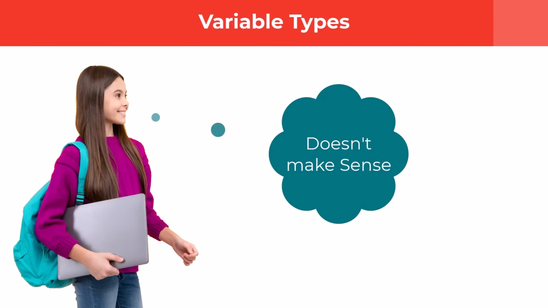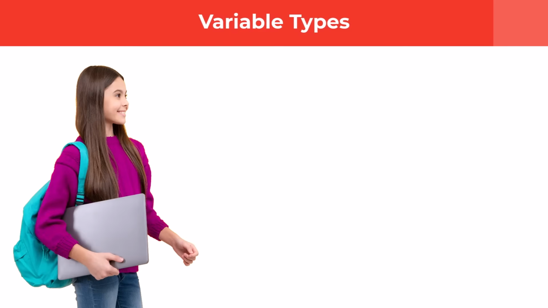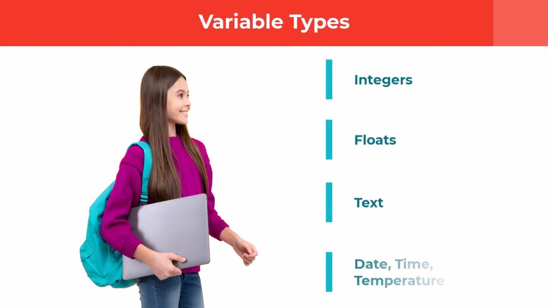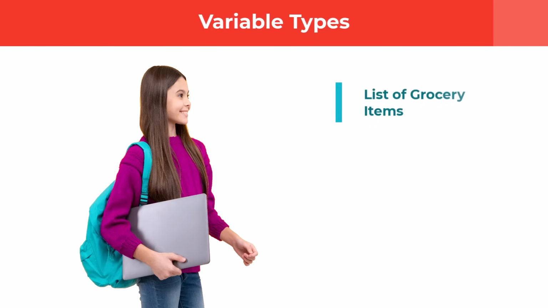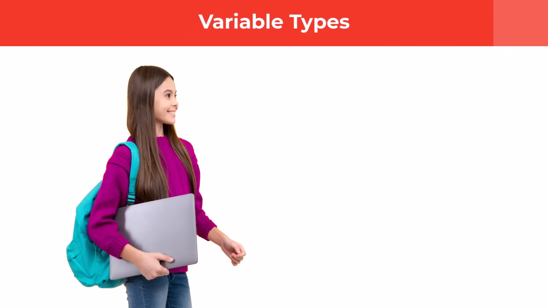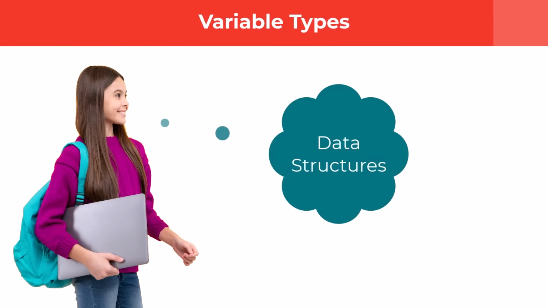Similarly, there can be many different types of information that need to be stored. It can be integers, maybe floats, some sort of text, maybe a date, time or temperature, a list of grocery items or a coupon code, which is a combination of alphabets and integers, and maybe any other form of information. To store and manage different forms of information effectively, programming languages have a concept of data structures.